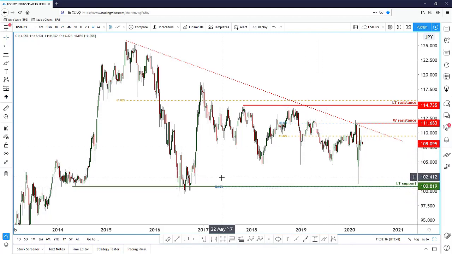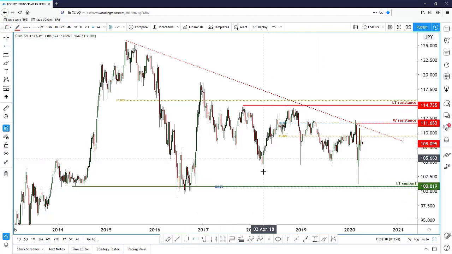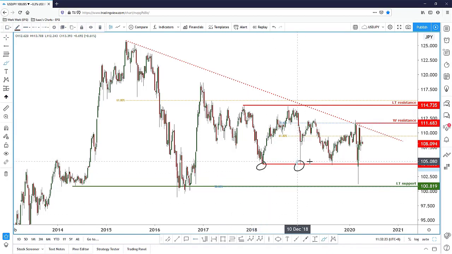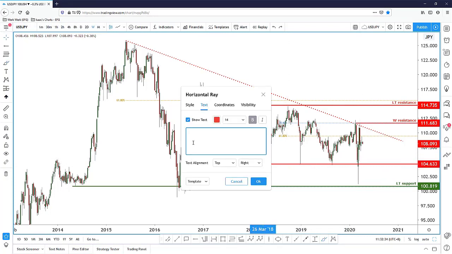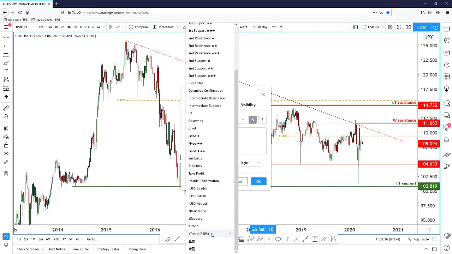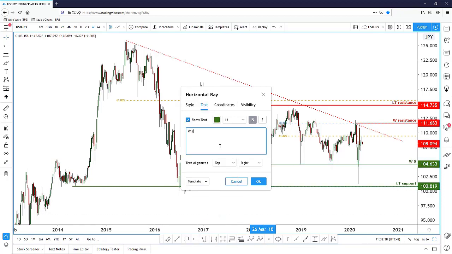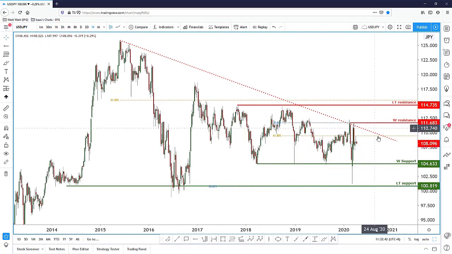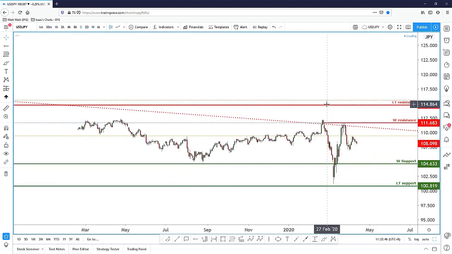Okay, for a weekly support, graphically, we see that there is sort of a support level here where price tested once, second time, third time. Price came all the way down to long-term support, rejected, and closed above this level. So this is also a good weekly support. So now we have this weekly support and weekly resistance. Let's go down to the daily.